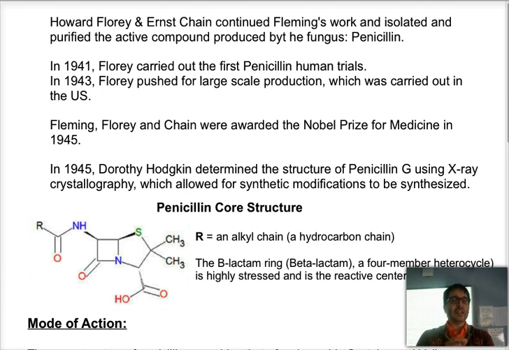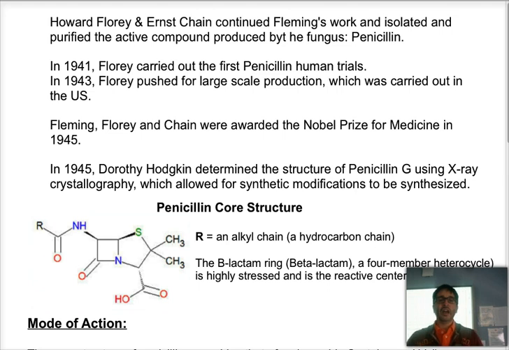Chain was instrumental in the isolation and purification of the chemical, while Florey did the human trials and saw that it acted by killing bacteria directly. So these are the two other people that with Fleming were awarded the Nobel Prize for their discovery of penicillin.